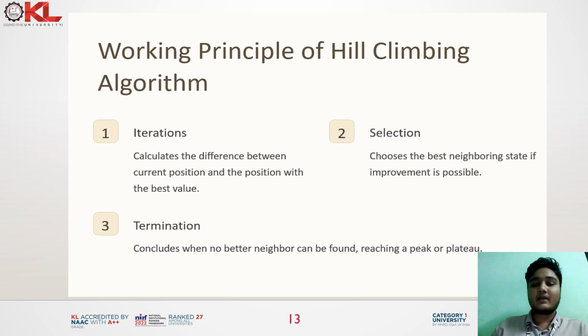And selection: choose the best neighboring state. If there is an improvement, it will choose the best neighbor. Like if we got an optimal solution, it will also look at the neighborhood states for the best selection. And termination: where no better neighbors can be found. If the neighbor is no better, we have reached a peak value, and that is called termination. Iteration, selection, and termination are the process of hill climbing, and through this process the whole algorithm runs.